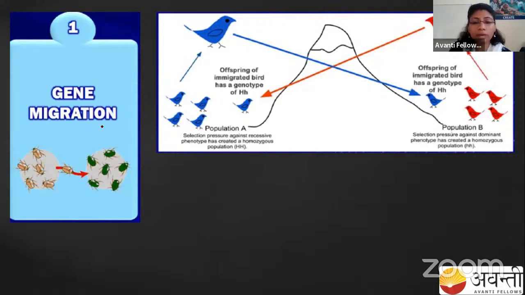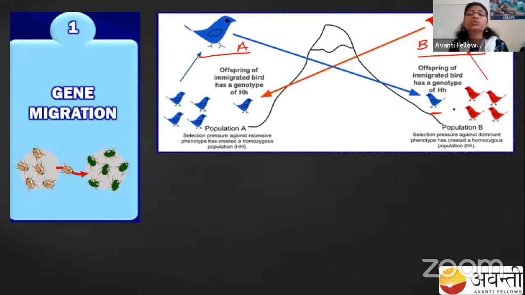Okay, for gene migration, let's say we have two species of birds on either side of a hill, and suddenly one individual from species A moves to the right side, and from species B an individual moves towards the left side. But now what happened, as we are taking only one example? Let's say the species A individual has moved toward the right side and gets mixed with species B.